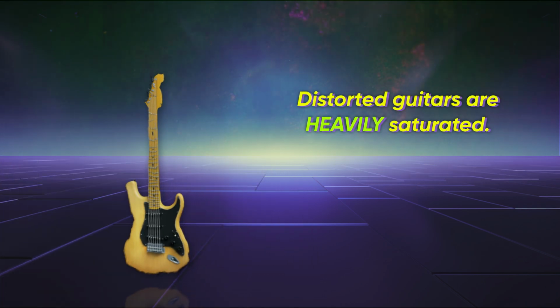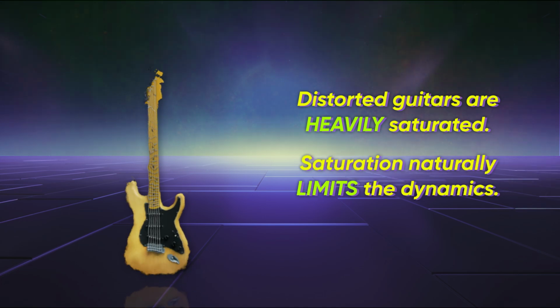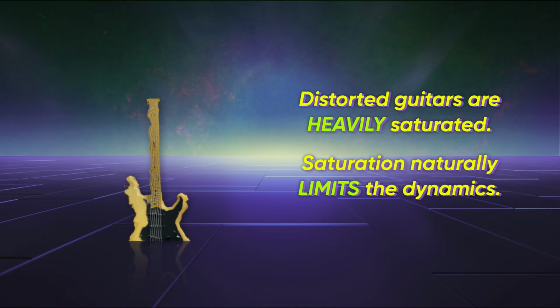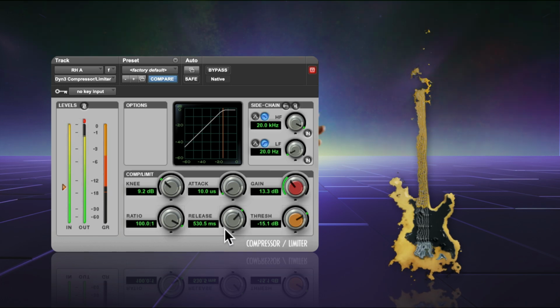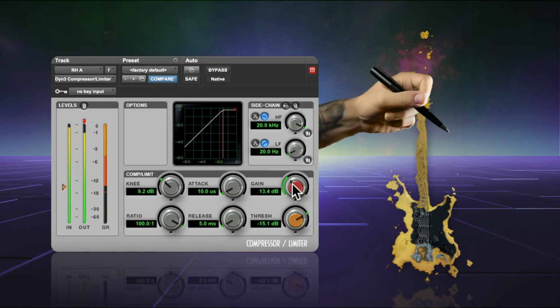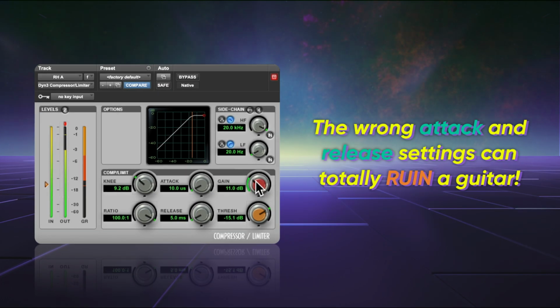Distorted guitars are heavily saturated. Saturation naturally limits the dynamics. So the purpose of compressing a guitar isn't really to control the dynamics. Instead, it's to design them. The wrong attack and release settings can totally neuter a guitar.